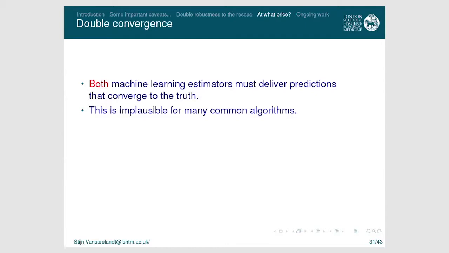So that's one caveat. The second is, the whole theory is based on both machine learning algorithms delivering predictions that go to the truth. So if you give me enough data, the predictions should equal the truth. And I think this is implausible for many common algorithms, because in practice, like if we use splines, we're not going to do 10-dimensional splines. We're putting limits on how far we go in the modeling.